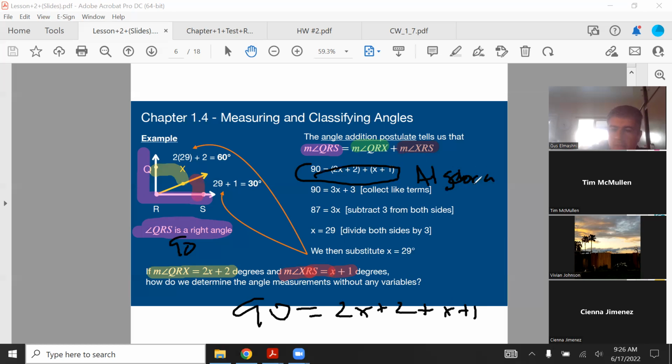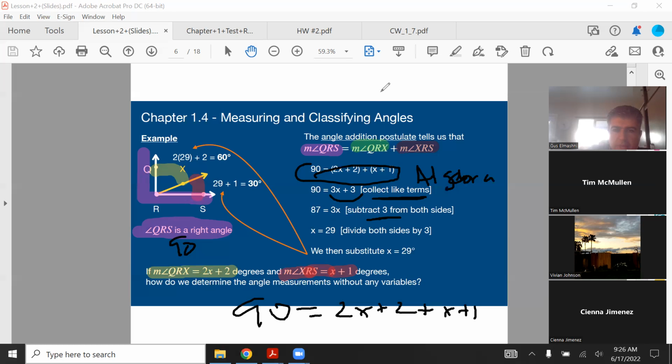This is why we're doing a lot of review of algebra, right? So you combine like terms on the right side, 3x plus 3, collect like terms. Move the 3 over, you get 87. Divide by 3, you get 29. Done. X is 29 degrees.